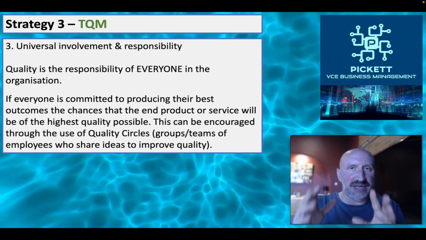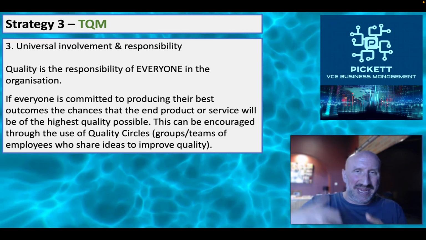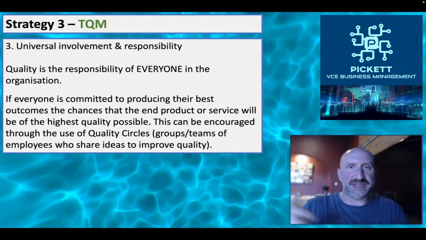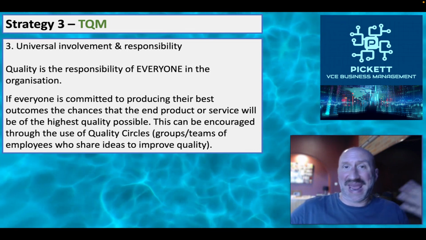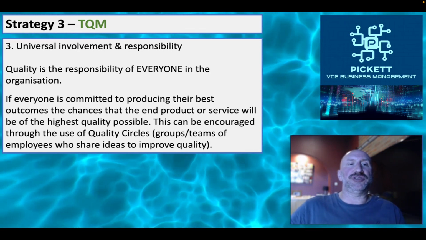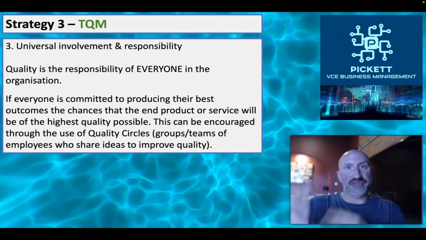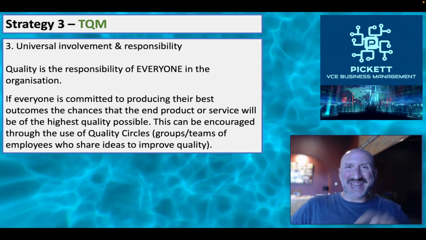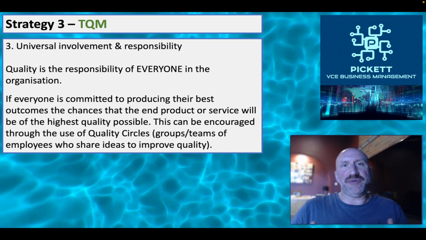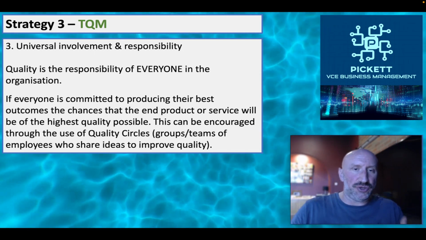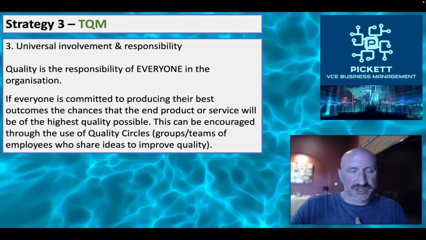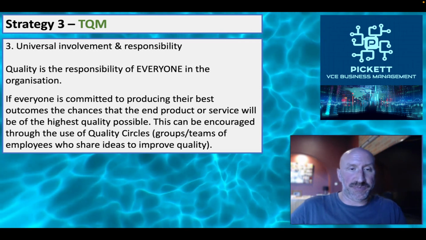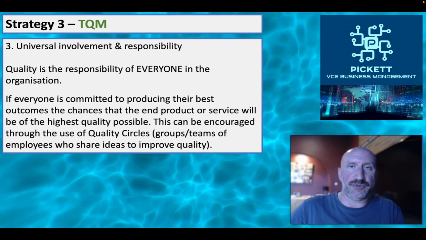But absolutely, definitely, if you're doing TQM, everybody in the entire business is involved in TQM because everybody is committed to producing their best outcomes for their customers. And again, if everybody is doing this, everybody's doing the best job that they can do, there's more chance of the end product or service being of the highest quality possible.